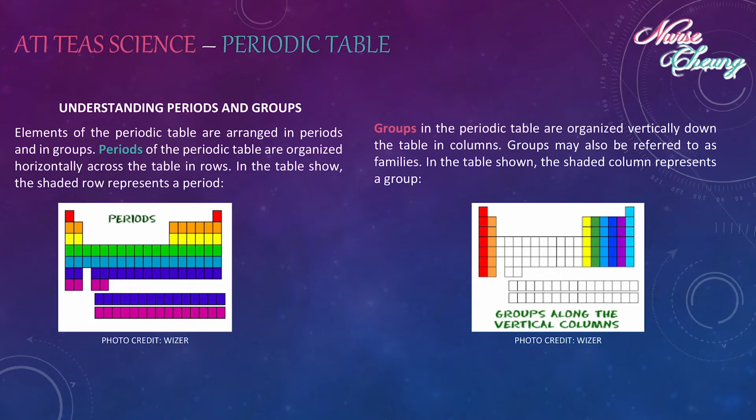Elements of the periodic table are arranged in periods and groups. Periods of the periodic table are organized horizontally across the table in rows. In the table shown to my right, the shaded row represents a period. Groups in the periodic table are organized vertically in the table in columns. Groups may also be referred to as families. In the table shown to my left, the shaded column represents a group.